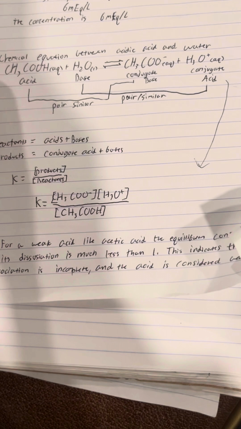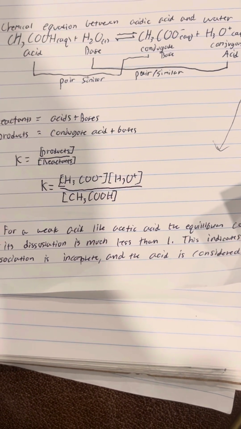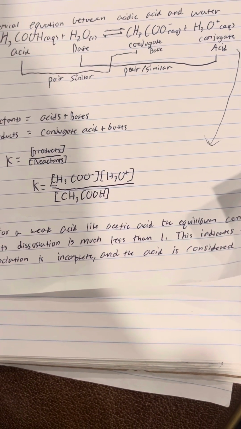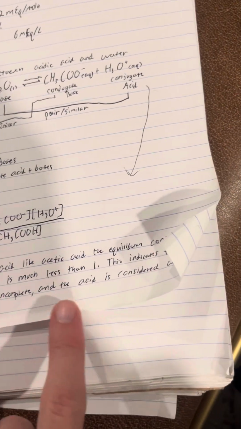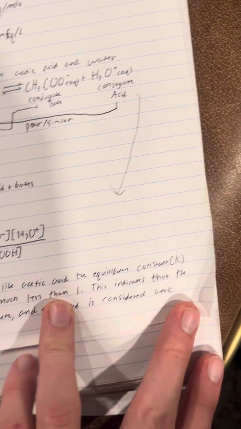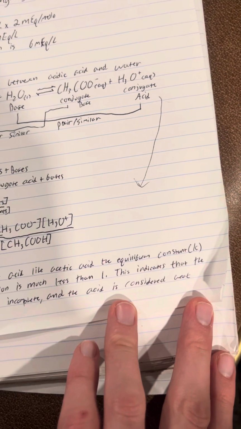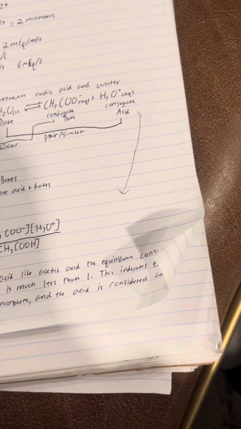Now moving on to D, which is answering the question: if the acetic acid is a weak acid, is the value for K greater than 1, less than 1, or equal to 1? And explain how you know this. So for a weak acid like acetic acid, the equilibrium constant K for its dissociation is much less than 1. This indicates that the dissociation is incomplete and the acid is considered weak. So answering that, it is considered weak, or less than 1.